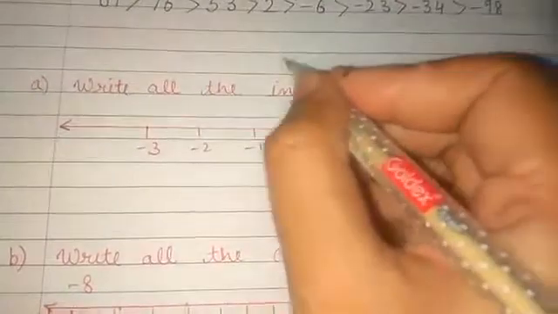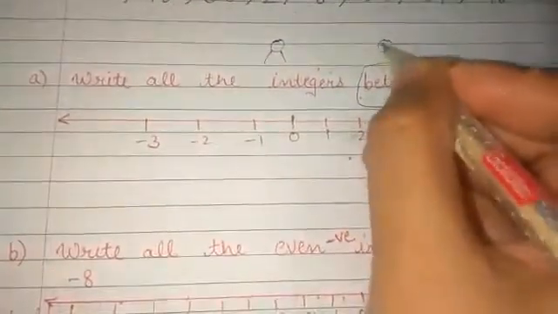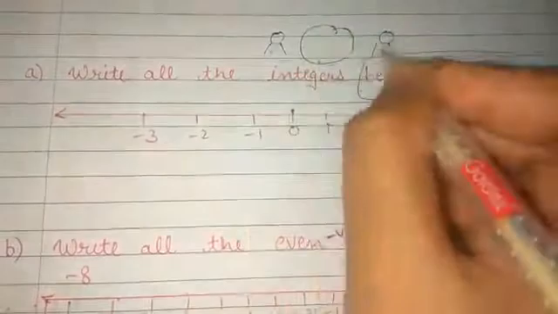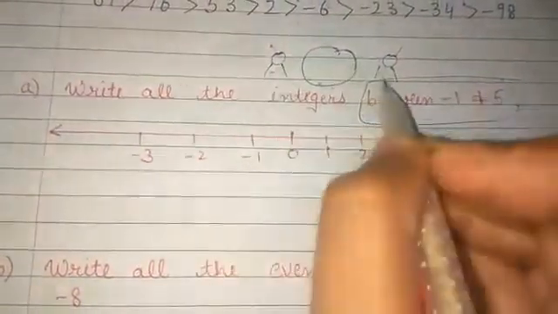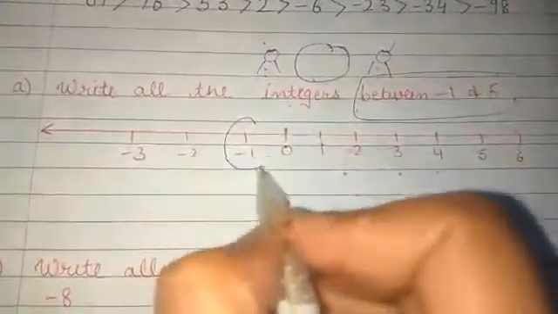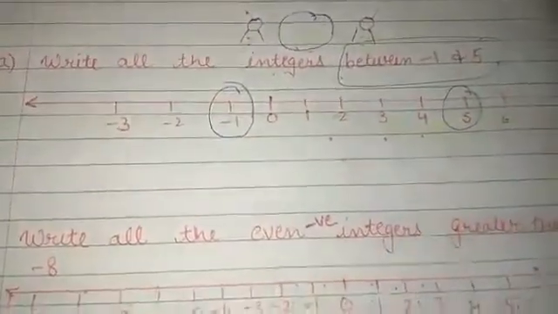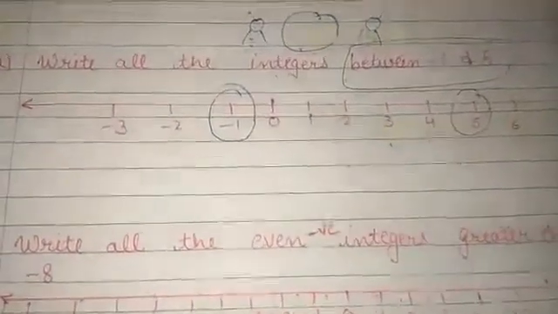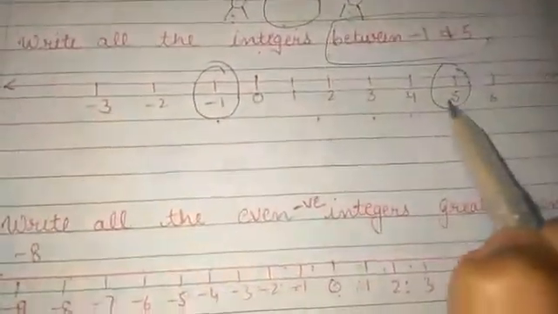Now see, when your teacher says you have to sit in between these two students, which student is in between these two students? Only you. You do not have to count these two students. Similarly, here the question is to write all the integers in between -1 and 5. That means we want to give the answer of who is sitting in between -1 and 5.